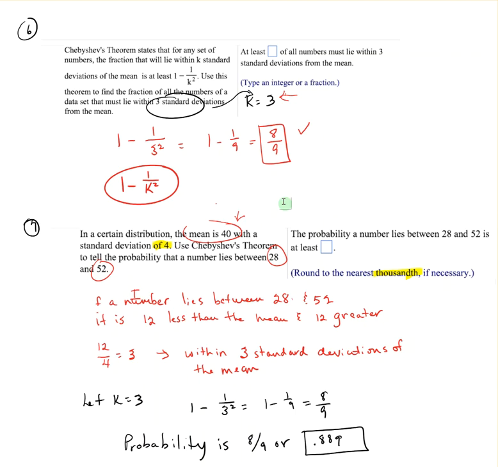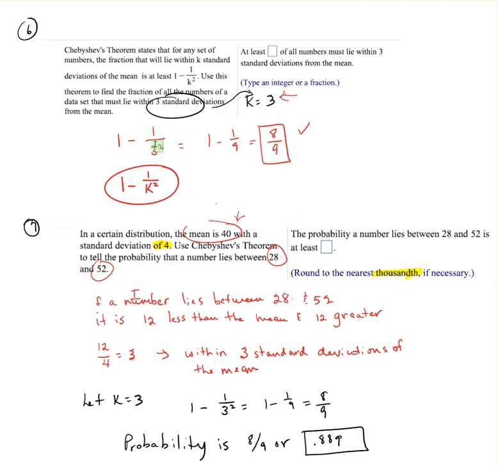Number 6 is about Chebyshev's theorem, where we use the formula for within k standard deviations of the mean. This formula gives the fraction that will lie within k standard deviations. In our information it says use this to find the fraction of all numbers of a data set that must lie within 3 standard deviations. So that tells you your k in your formula is 3.